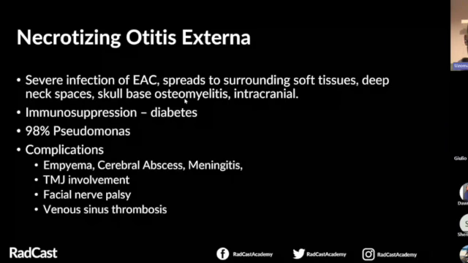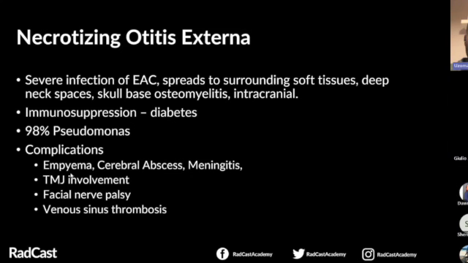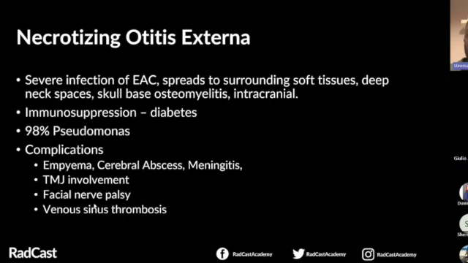The history is always very important with these patients. So they're typically diabetic, elderly diabetic patients, and 98% of the time it's caused by Pseudomonas. And it can lead to a variety of complications. So intracranial complications, it can erode away the TMJ, often causes a facial nerve palsy, and venous sinus thrombosis.